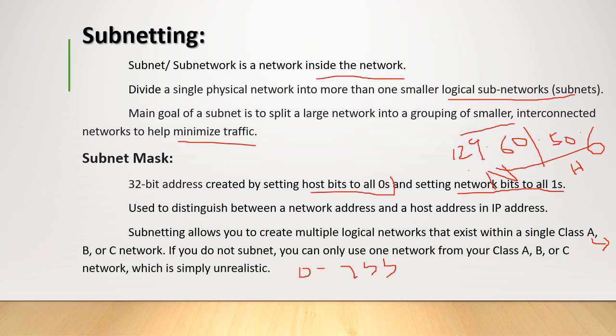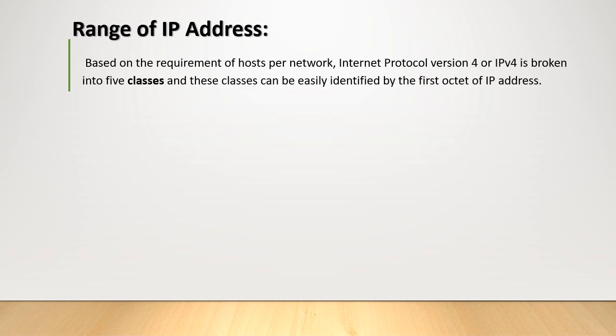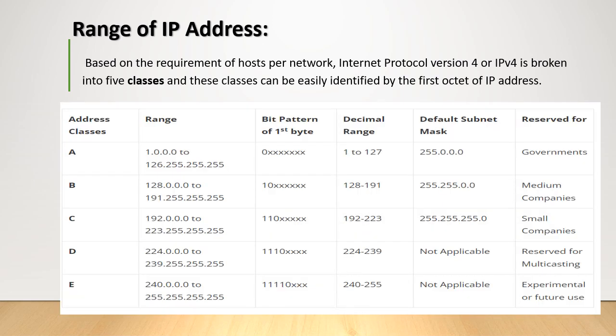Let's see the range of IP addresses here and how we are going to divide the range of IP addresses. This is going to divide into 5 classes, which is class A, class B, class C, class D and also class E. Mostly we are going to use only class A, B and C. The range of IP addresses is 1 to 127.